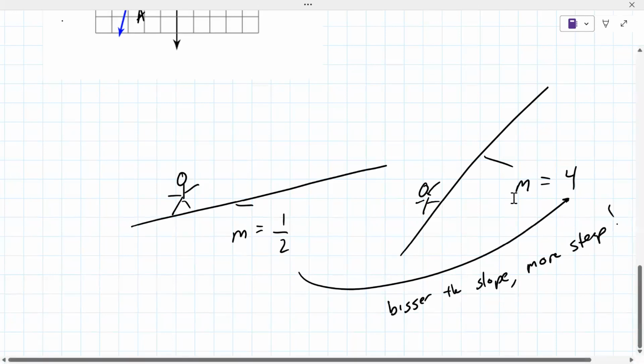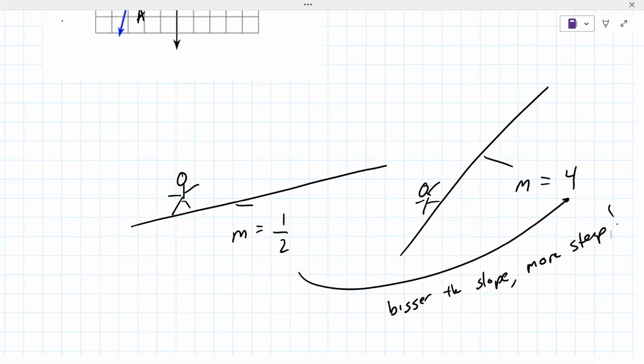Okay. And does that intuitively make sense to you? Yeah. Okay, great. I know it's probably hard to draw these, but you have the notes at the end.